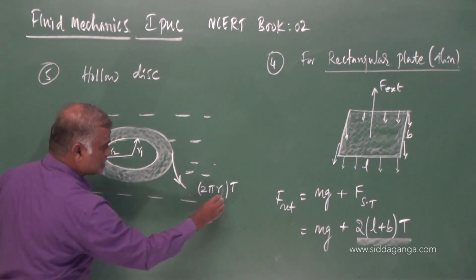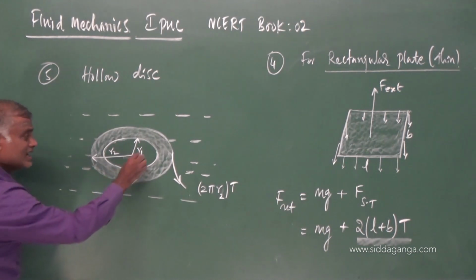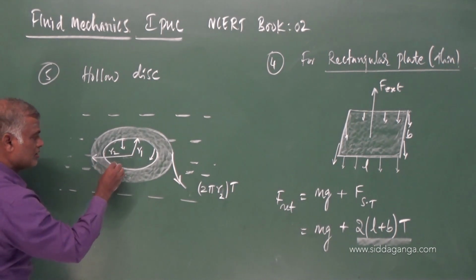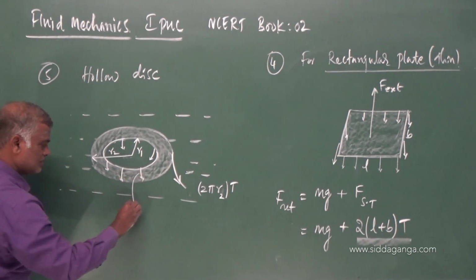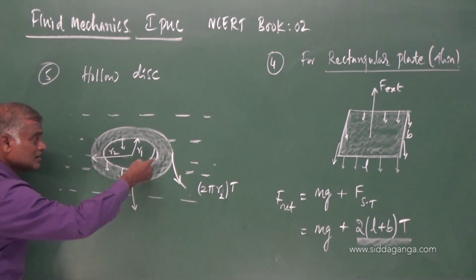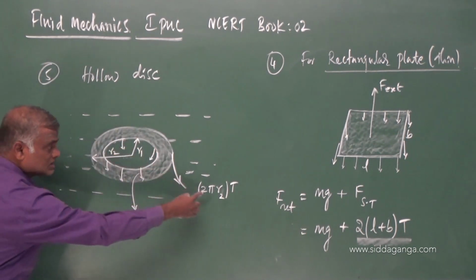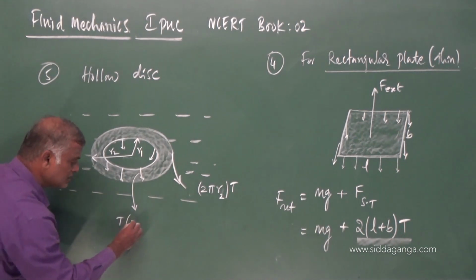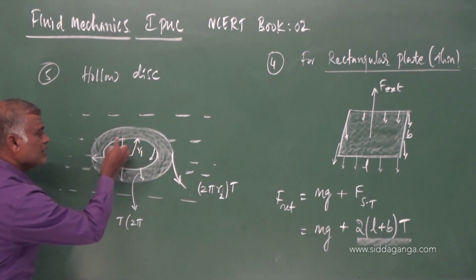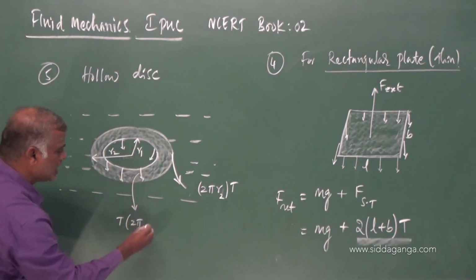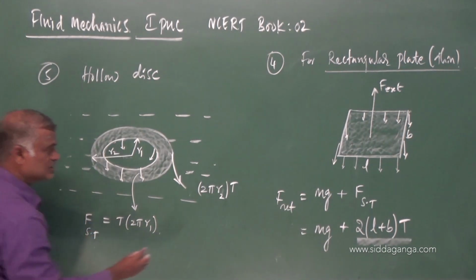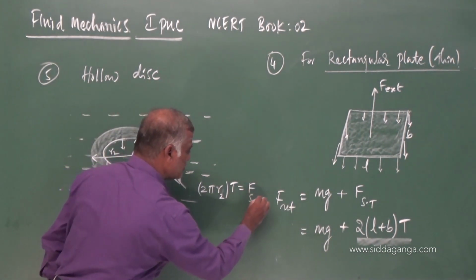Outer disk radius R2. Similarly on the inner disk, the inner surface, if you observe this. This is for the outer surface. For the inner surface, T into L, where L is 2 pi times the inner radius R1. This is force due to surface tension. This is also force due to surface tension.